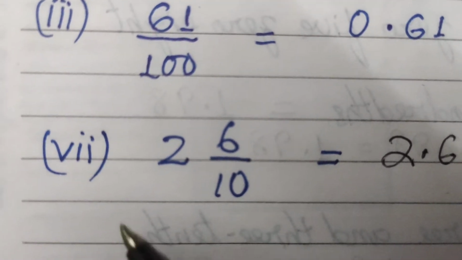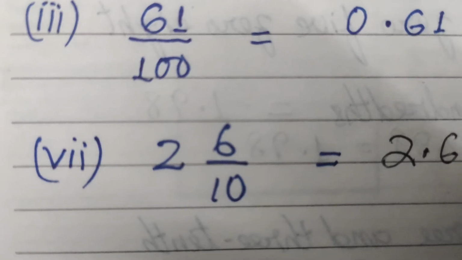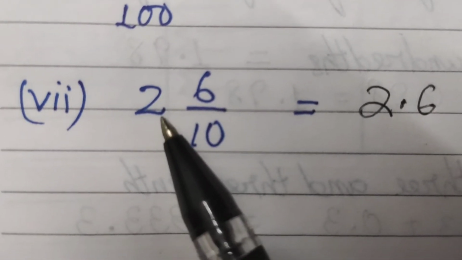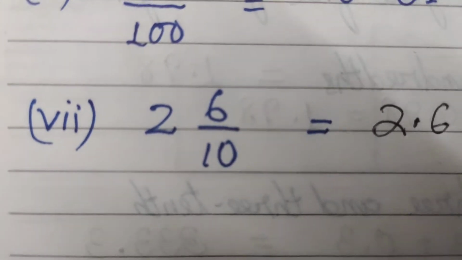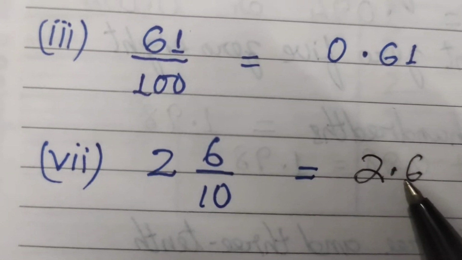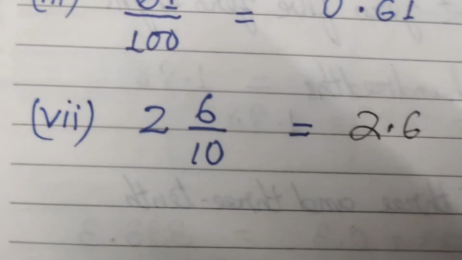2 and 6 by 10 means 2.6. 2 is the whole number, and here also 2 is the whole number. In the decimal, remember, you have a whole number part and a fractional part. So this is the whole number, as in this one also 2 is the whole number. 6 by 10 is the fractional part. 6 by 10 in decimal can be written as 0.6. So with 2 you write 0.6 and the total is 2.6.